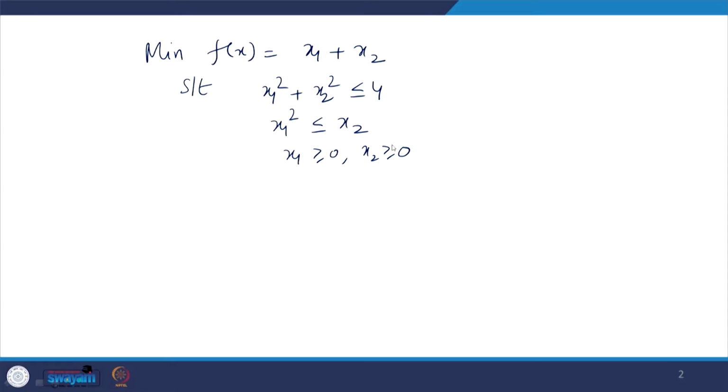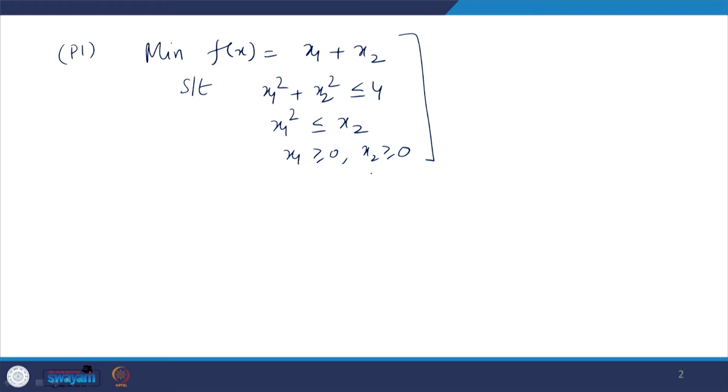So, let us see whether this problem, which we are calling P1, is a convex programming problem or not. Number one, of course, this problem is not a linear programming problem, it is a non-linear programming problem, because the objective function is linear, okay, but the constraints are non-linear. So, this problem is a non-linear programming problem.